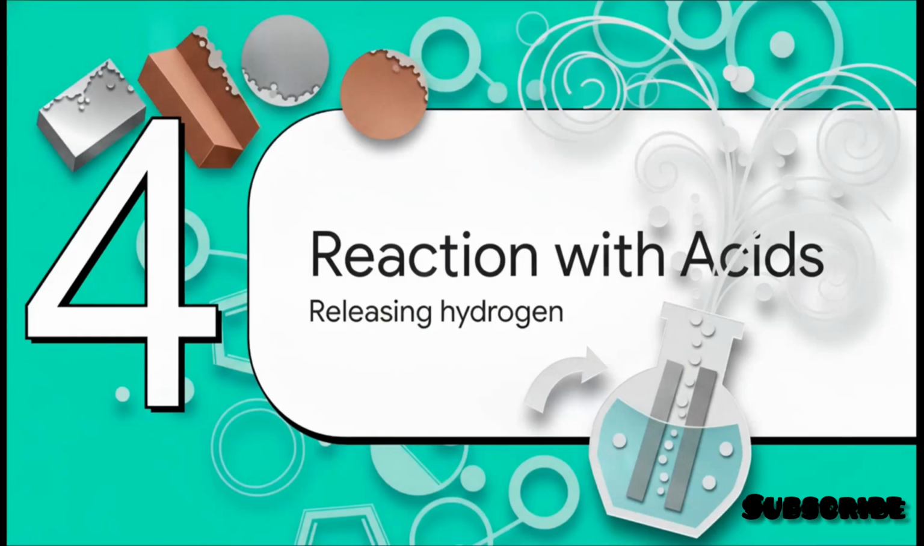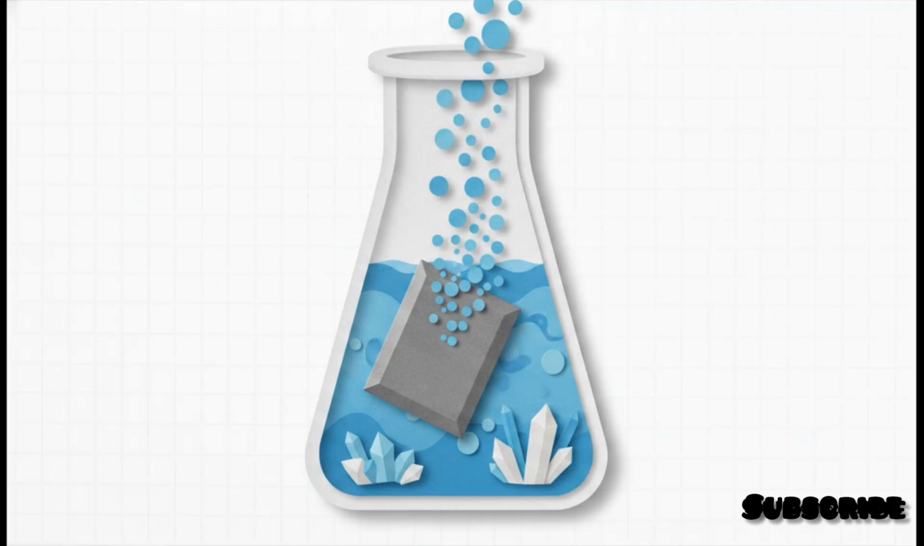Jumping right into Section 4, metals reacting with acids, or releasing the hydrogen. Okay, here is the core mechanism you're going to want to memorize. When a metal reacts with a dilute acid, it forms a salt and it releases hydrogen gas. What's actually happening behind the scenes is that the metal is displacing, basically kicking out, the hydrogen from the acid, and that displaced hydrogen just escapes as a gas.